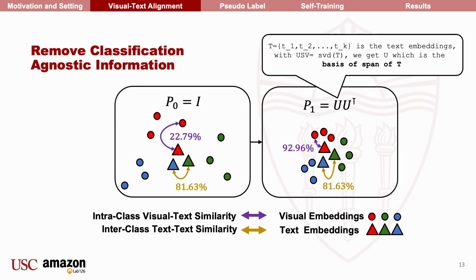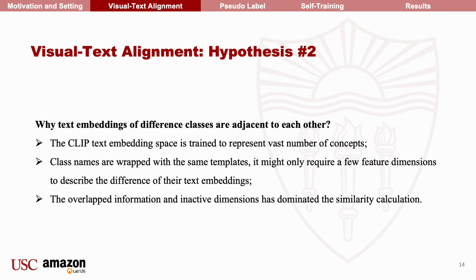To remove such classification-agnostic information, we construct a projection matrix P1 that consists of the orthonormal basis of the text embedding subspace by performing singular value decomposition. As shown by the statistics from CIFAR10, projection space P1 successfully pulls close the visual and text embeddings from the same class. However, the text embeddings from different classes are still adjacent to each other, which makes the clusters from different classes hard to distinguish.